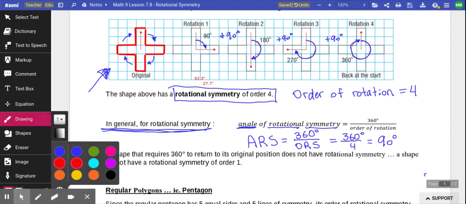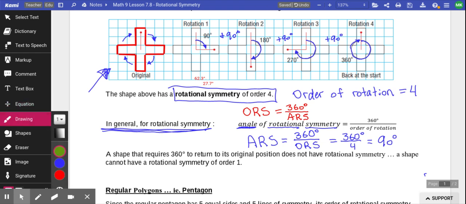Just for the record, you could also rearrange that formula if you ever wanted to figure out the order of rotational symmetry, like how many times something would look the same. You could just do 360 degrees and divide it by the angle that you have to rotate to get the same thing.